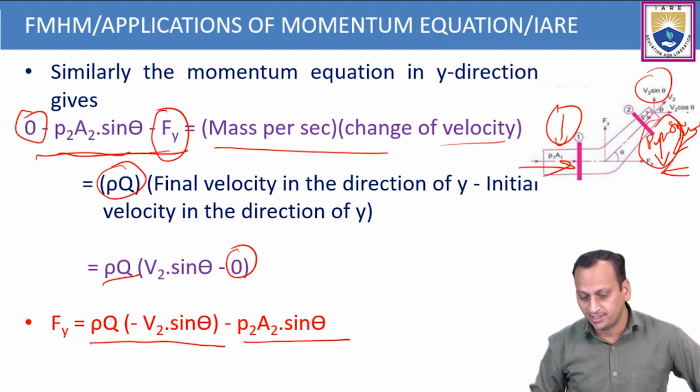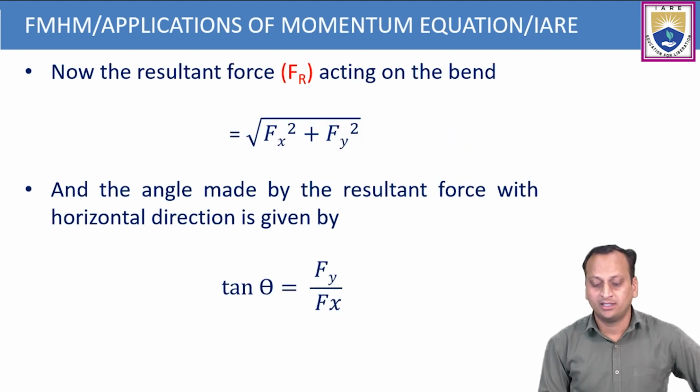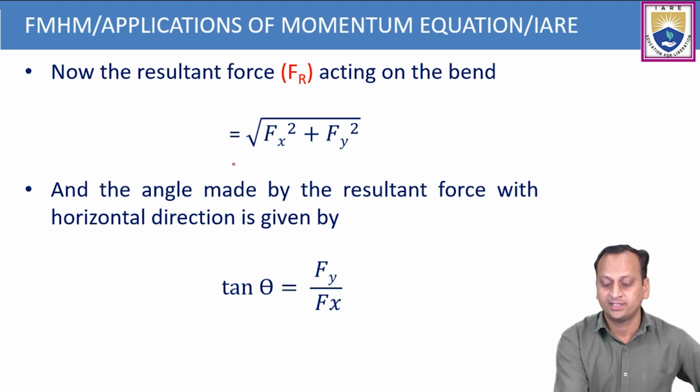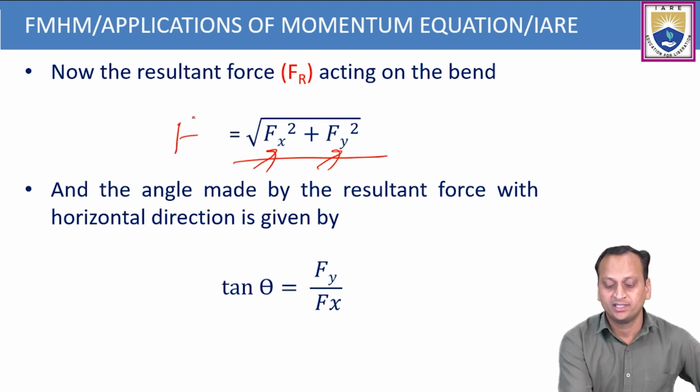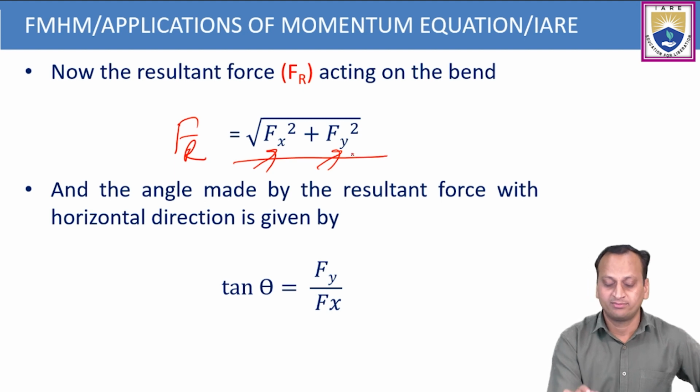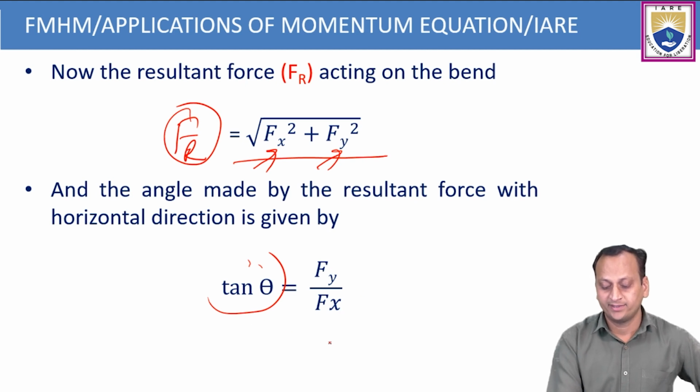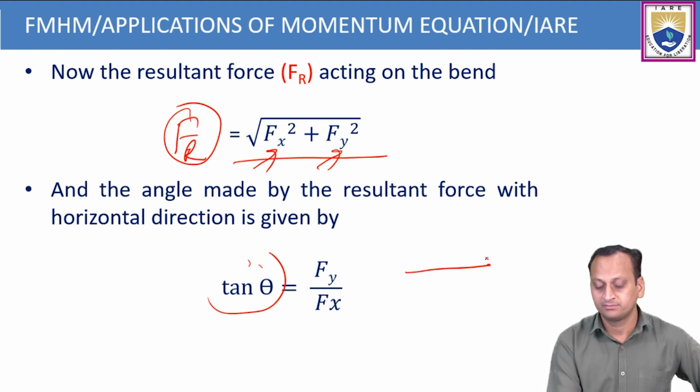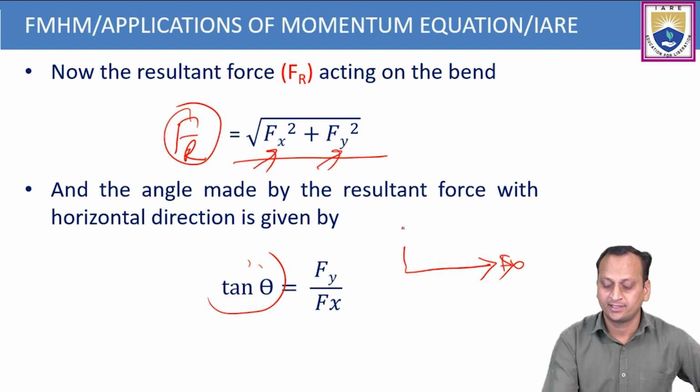From this we can calculate the final resultant force Fr from Fx and Fy, which is the root of Fx square plus Fy square. We know the resultant force along the x direction and the y direction, and the final resultant force Fr is the root of Fx square plus Fy square, which gives the magnitude of the force. The direction of the resultant force is given by tan theta equals Fy by Fx. If Fx is positive and Fy is positive, you can write it like this.